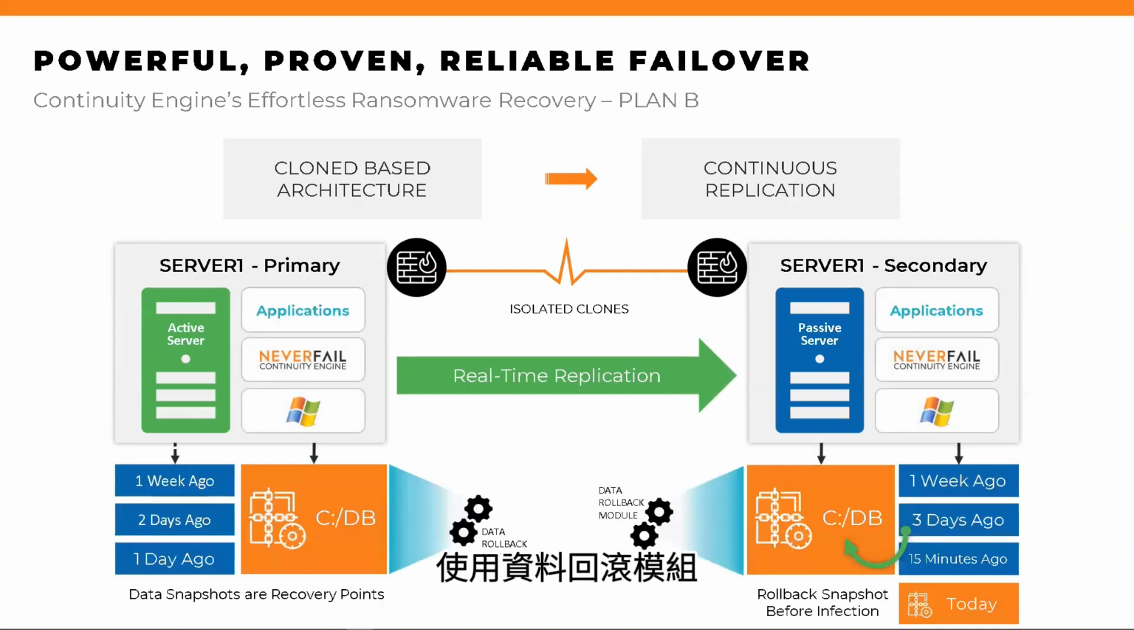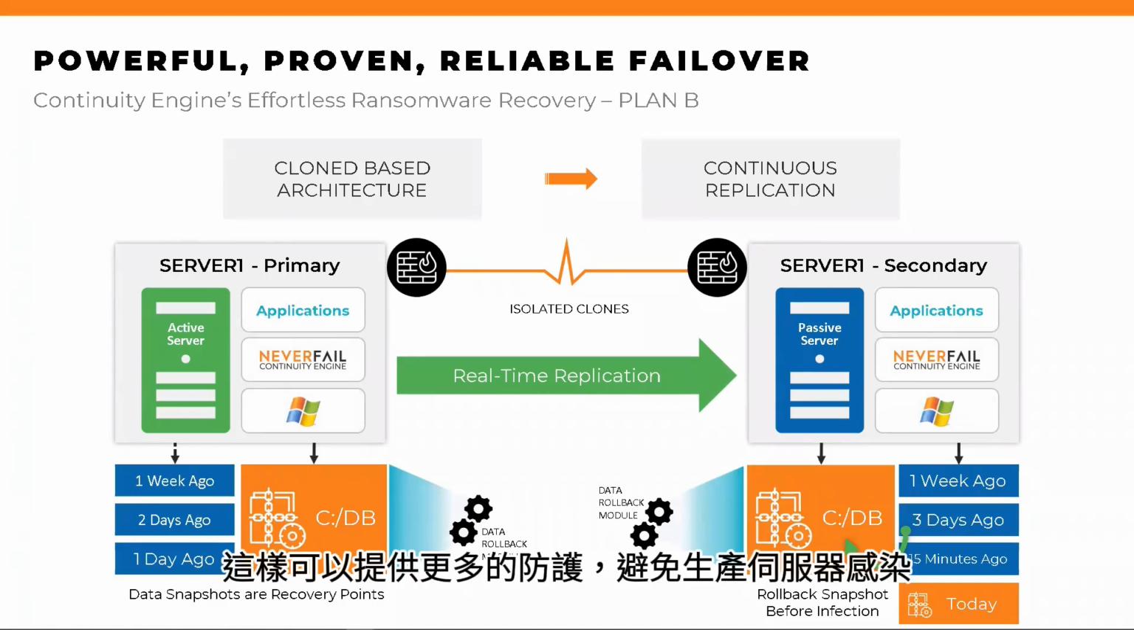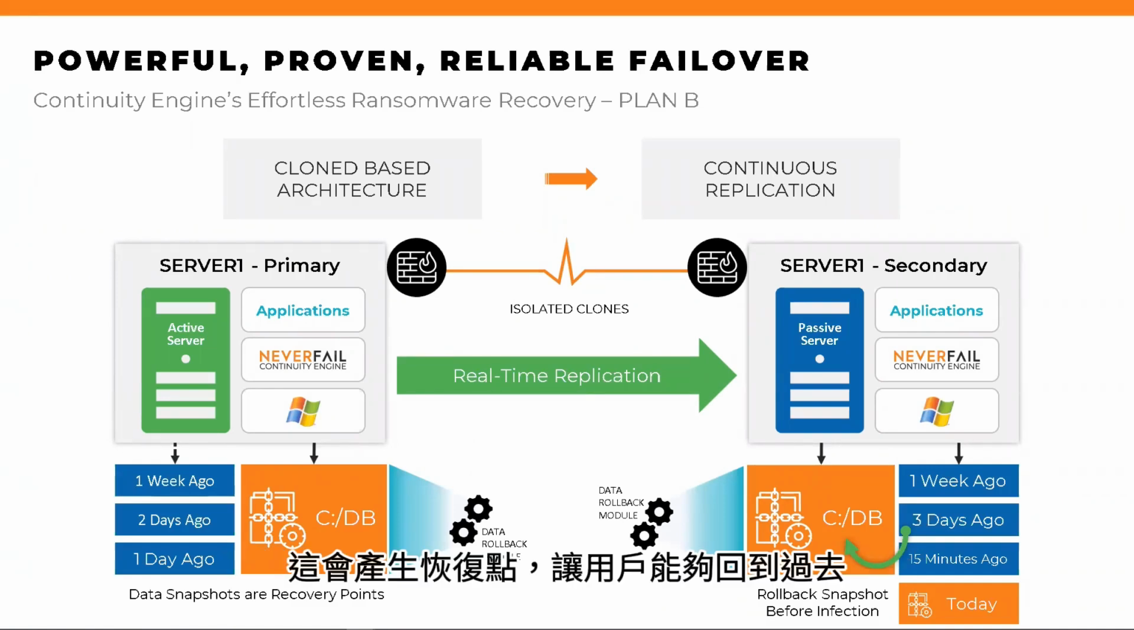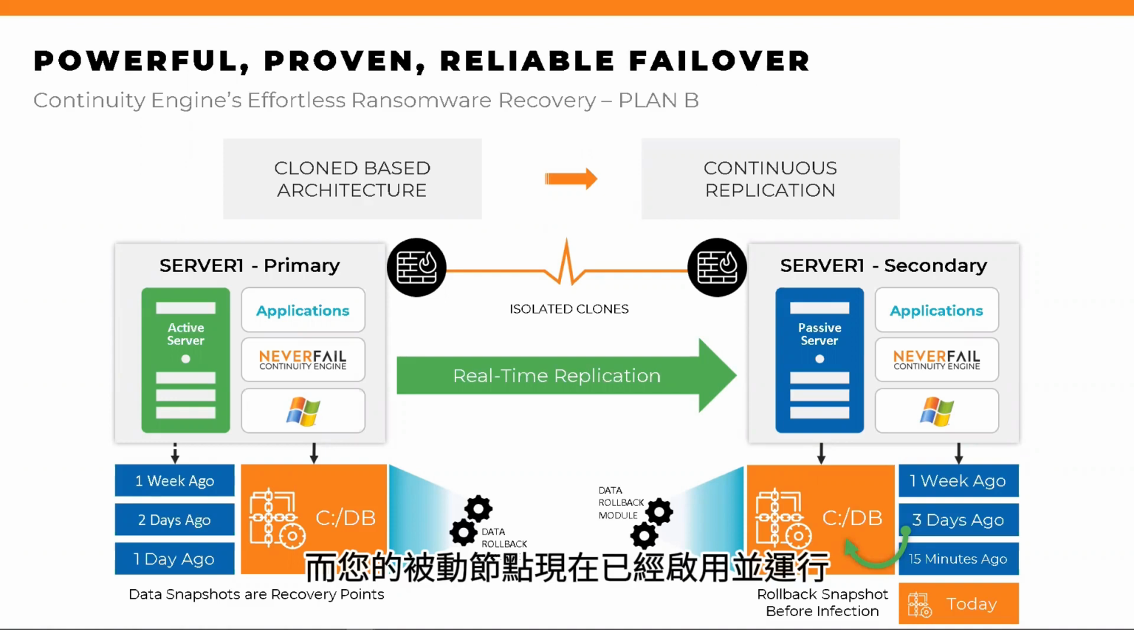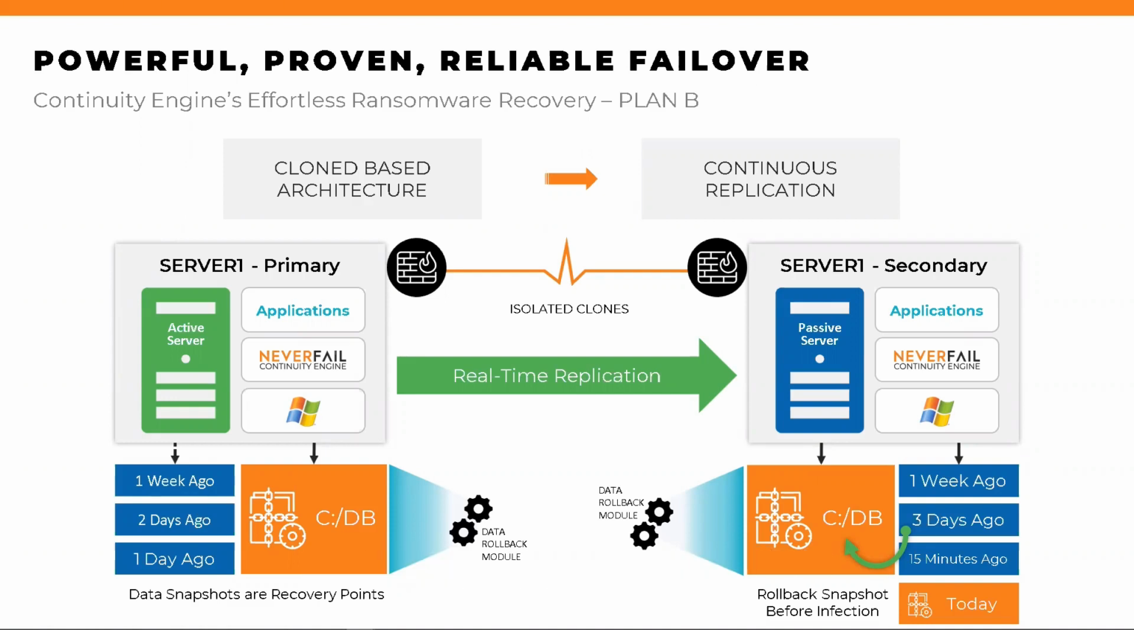With the data rollback module, snapshots are taken on each node in the cluster, providing more shielding from production server infection. This produces recovery points that allow users to go back in time to just before the infection after failover, and your passive nodes, now active, is operational.